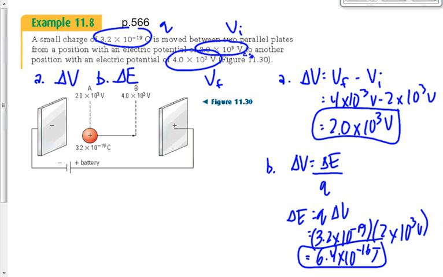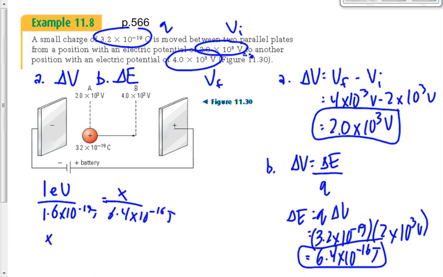Now, if you were looking for this value in electron volts, which we're not asked for here, but if we were, then we would say 1 electron volt over 1.6 times 10 to the minus 19 joules equals x electron volts over 6.4 times 10 to the minus 16 joules. The 6.4 goes up by multiplying, and I end up getting 4.0 times 10 to the 3 electron volts. So it's 6.4 times 10 to the negative 16 joules, or 4,000 electron volts.